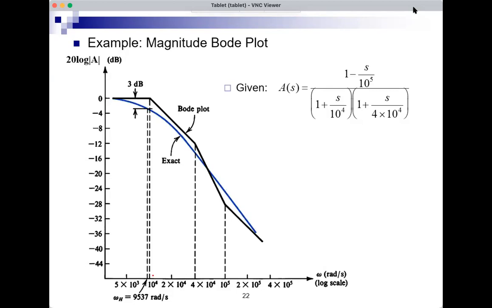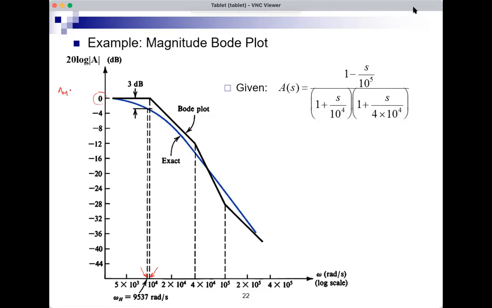here's 10 to the 4. So this is the approximation for the bandwidth, and this is the exact one. So on the left, 9,537, and on the right, 10,000. Omega is in radians per second, and the x-axis is log scale, and on the y-axis, I have 20 log A, and notice that the maximum here is 0, because AM is 1.